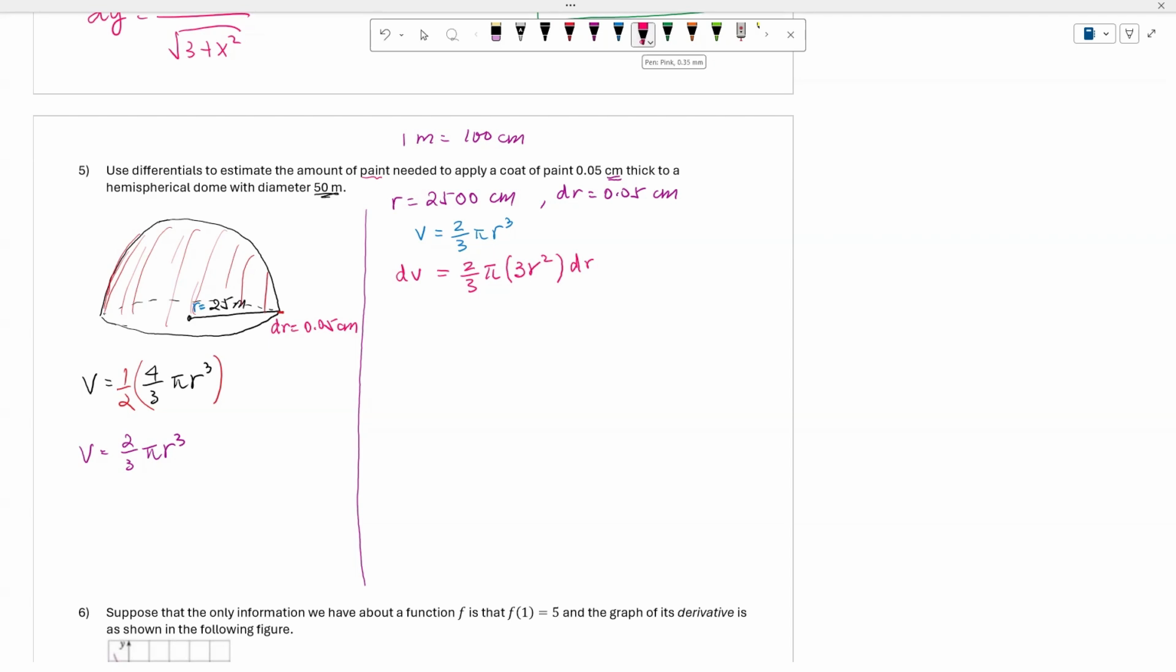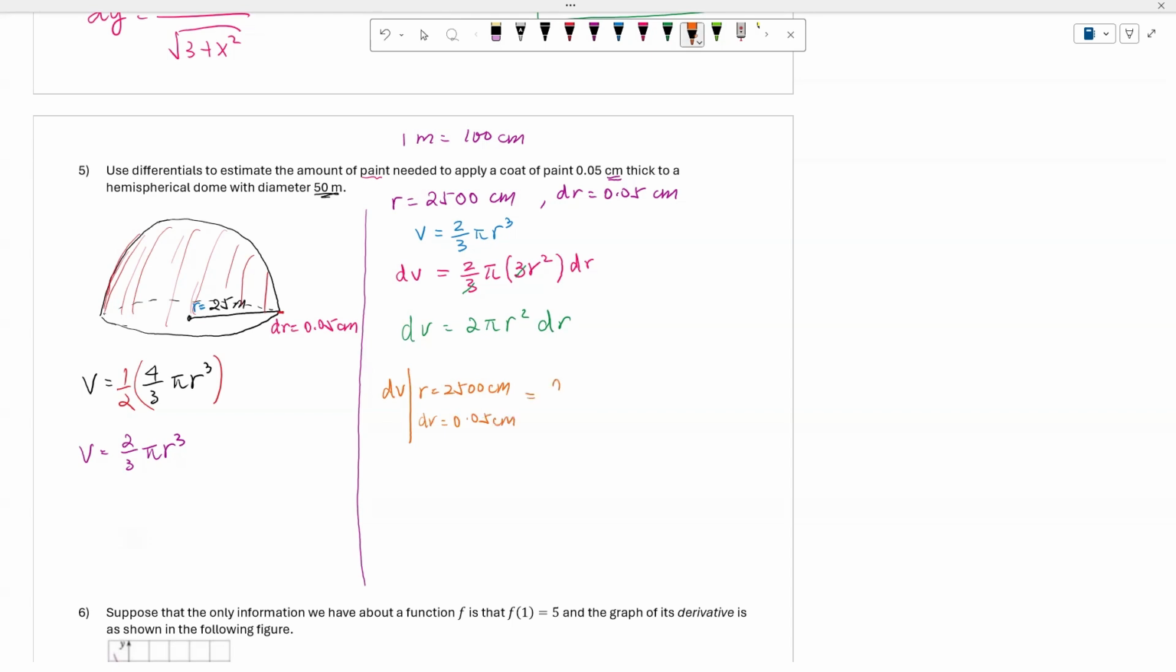Okay, so then this is what I have. And now I'm going to simplify this. So I will have dV is 2 pi r squared dr. And now I would like to evaluate dV when r is equal to 2500 cm and dr is 0.05 cm.